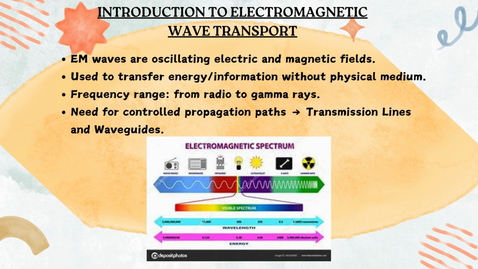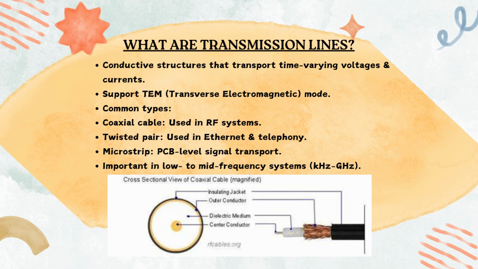So, what exactly are transmission lines? Transmission lines are conductive structures that carry time-varying voltages and currents. They transport energy from one point to another, often supporting the TEM mode, where both the electric and magnetic fields are perpendicular to the direction of travel. Some common types include coaxial cables, like the one connecting your TV or internet routers, twisted pairs, which are found in Ethernet cables and telephone lines, and also the final one, microstrips, used on circuit boards for high-speed signals.